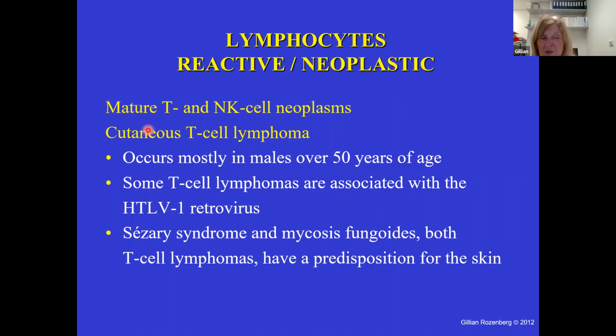So now moving to cutaneous T-cell lymphoma. And of course, cutaneous means referring to the skin. This occurs mostly in males over 50 years of age. Some T-cell lymphomas are associated with the HTLV1 retrovirus. Sézary syndrome and mycosis fungoides are both T-cell lymphomas and have a predisposition for the skin.